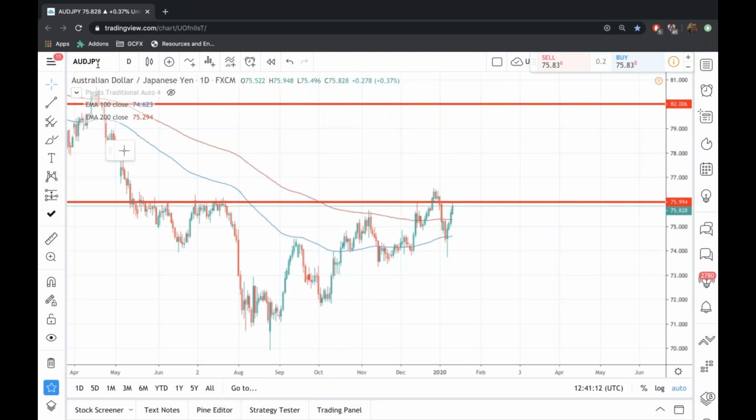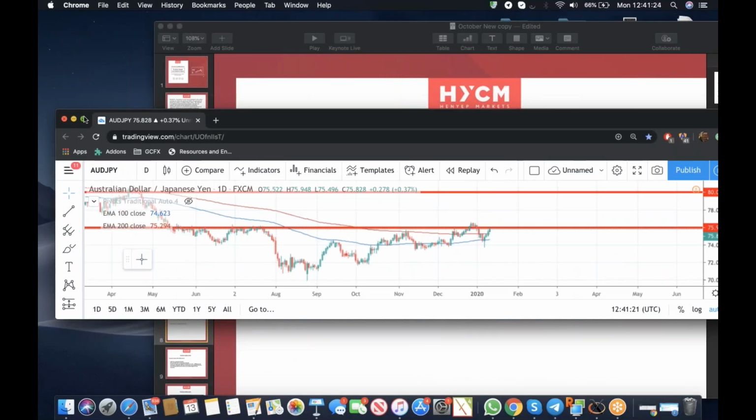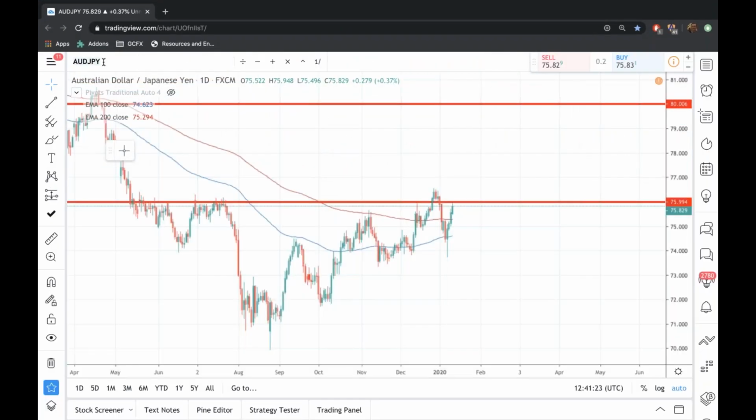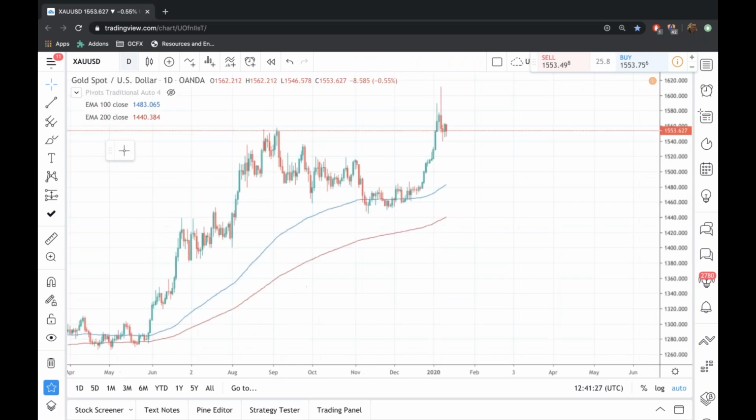The Australian dollar Japanese yen pair is my go-to risk-off pair, and obviously the gold market as well. We'd expect bids into the gold market, just like we saw on the escalation of the crisis. So I'll just show you. This was on Friday the 3rd of January, when we had the assassination of the top Iranian general.